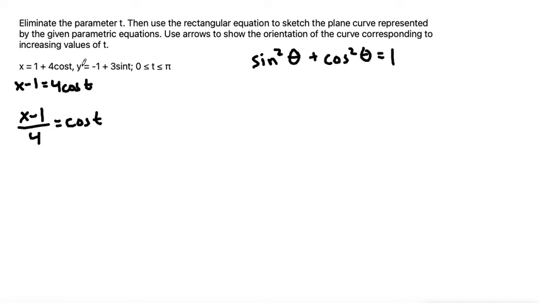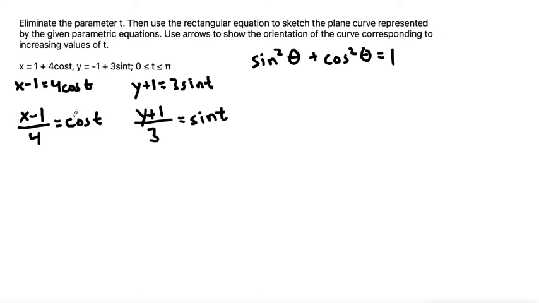Doing the same idea, solving for sine in our y equation, we can first add 1 on both sides to get y plus 1 is equal to 3 sine t, and then divide both sides by 3 to get (y plus 1) over 3 is equal to sine t.